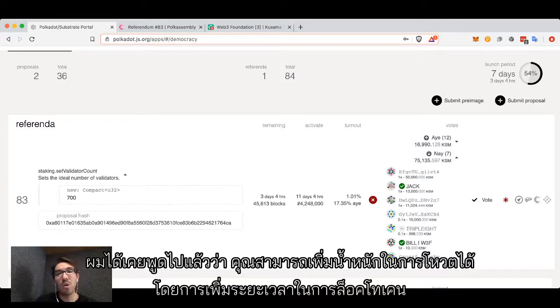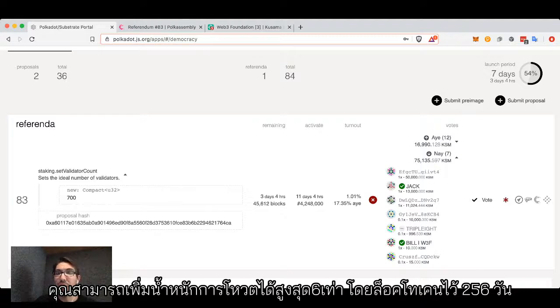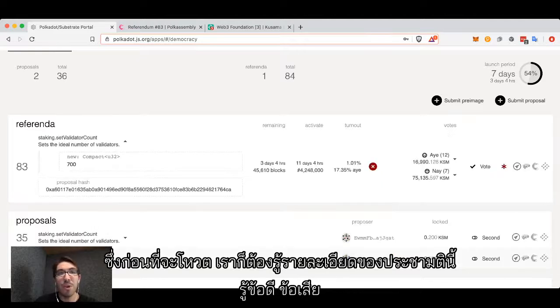So basically, the longer you lock your vote up, the more weight it is given. And you can actually increase the weight of your vote by up to 6 times by locking for up to 256 days. Now, before you vote on this, you may want to know, all right, well, let's hear some information about this. What would be the pluses and minuses?